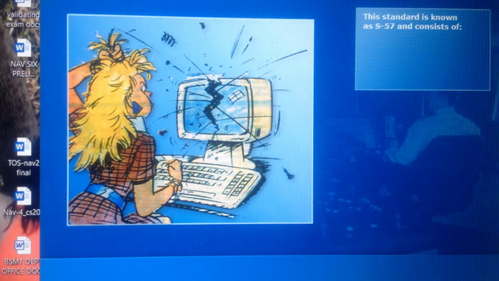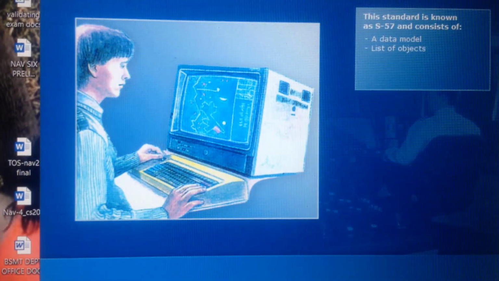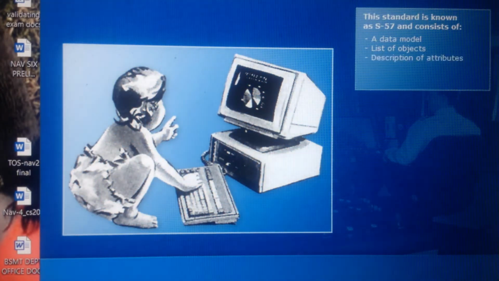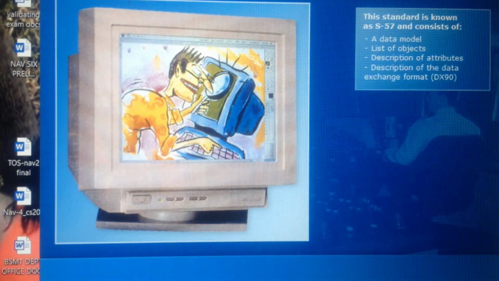a data model, lists of objects, description of attributes, and description of the data exchange format.